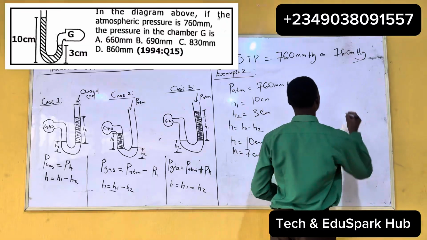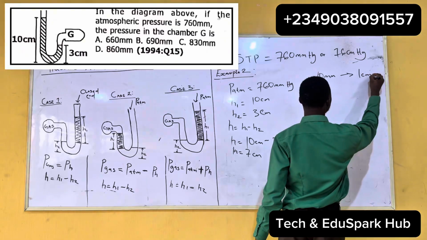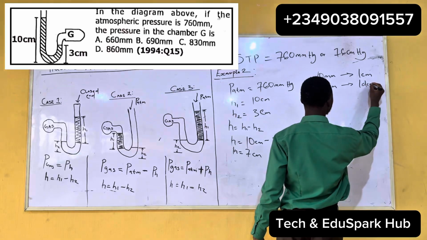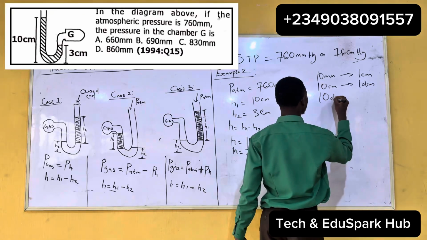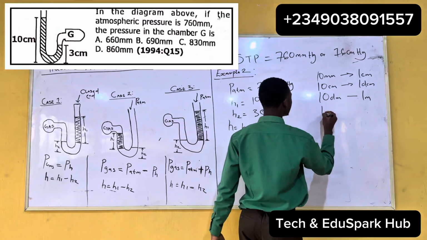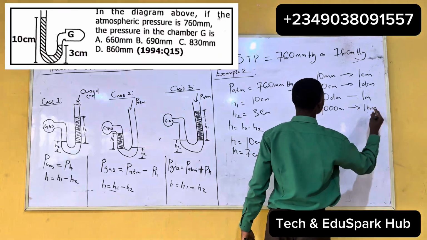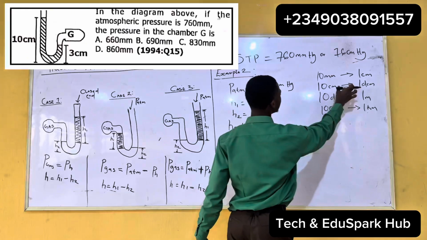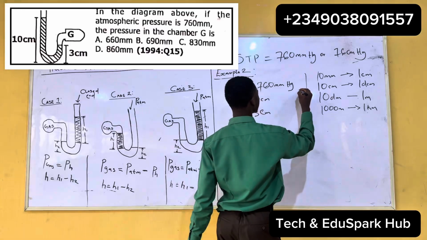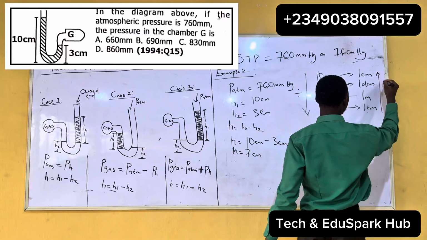Remember from your arithmetic, we have that 10 millimeter make 1 centimeter and 10 centimeter make 1 decimeter. And we have that 10 decimeter make 1 meter. So we have that 1000 meter make 1 kilometer. So if you are trying to convert going down, you will divide. And if you are going up, you will multiply.